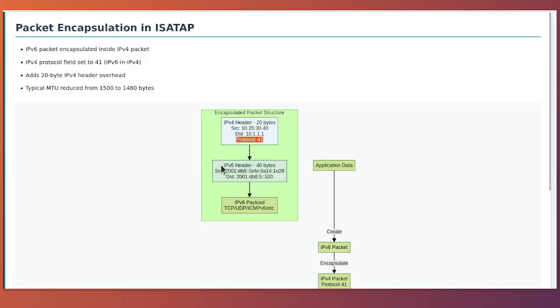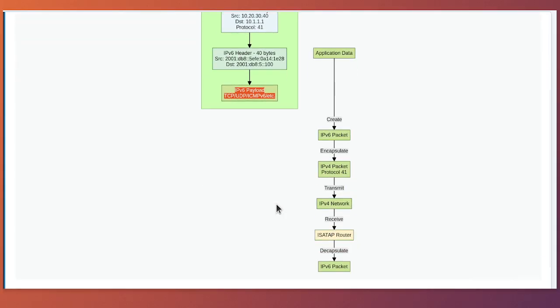Inside this IPv4 packet sits the complete IPv6 packet, including its own IPv6 header and payload. The IPv6 header contains the source and destination IPv6 addresses, which are the ISATAP addresses we discussed earlier. The IPv6 payload could be any IPv6 traffic: TCP segments, UDP datagrams, ICMPv6 messages, or any other IPv6 protocol. From the perspective of the IPv6 layer, this is just a normal IPv6 packet traveling across a network.